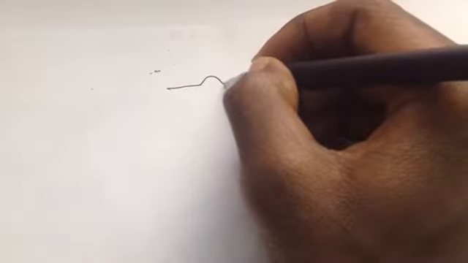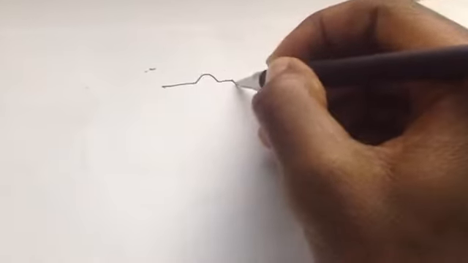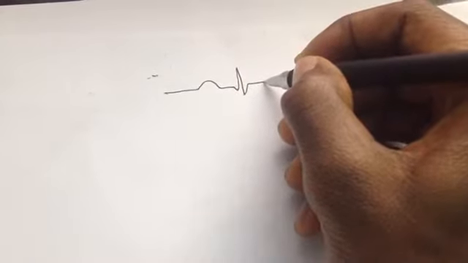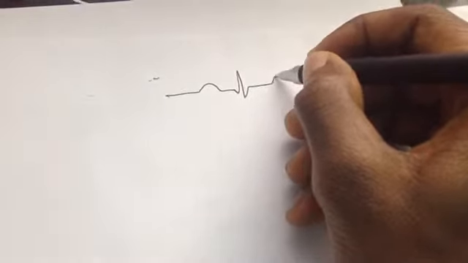This is its P wave, and then this is its QRS complex, and then this is the T wave. This is for lead 1.